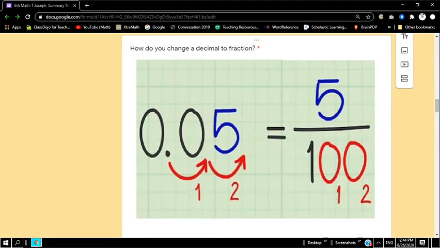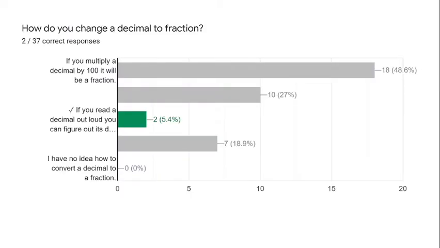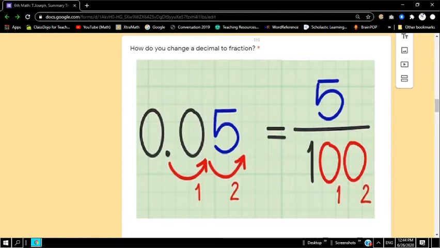How do you change a decimal to a fraction? Now this was very complicated for most students. Most kids got it incorrect, and I think it was because of the wording of the problem. There were more words, and maybe it was confusing. If you read the decimal out loud, you can figure out which denominator it is. So for example, if I say this decimal as 5/100ths, it's saying the same thing as the fraction, 5/100ths.